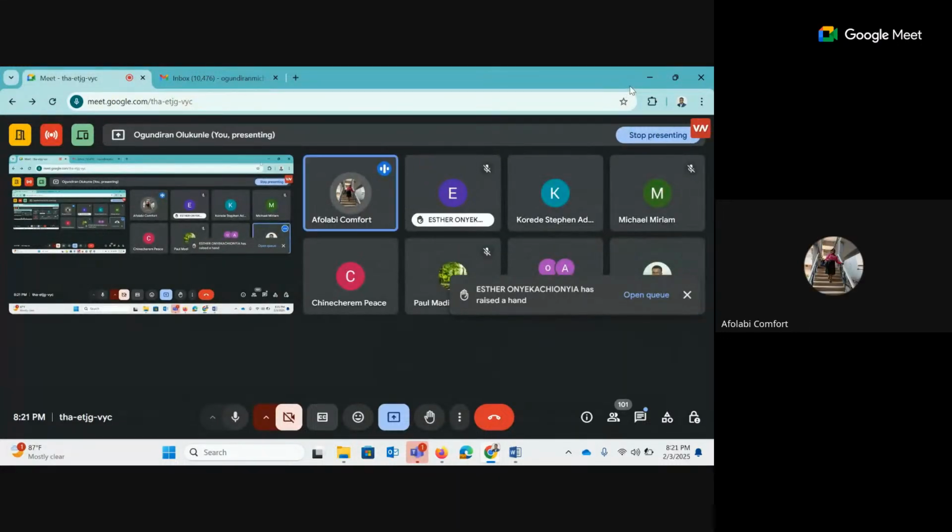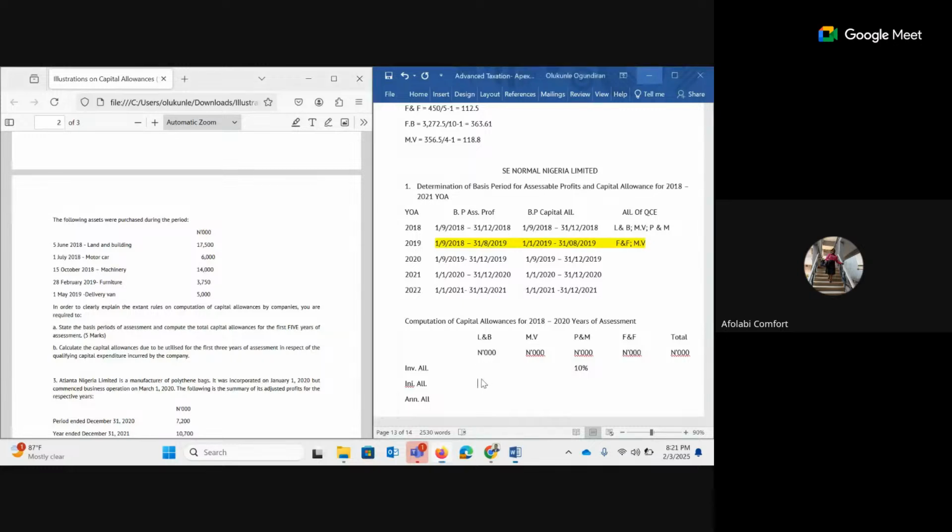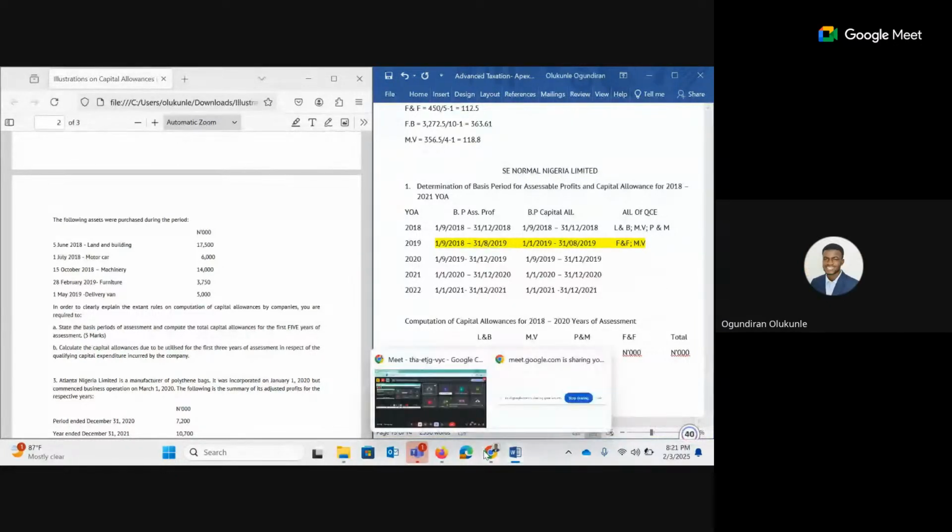Is it only on plant and machinery that we have investment allowance? Correct. Investment allowance. Yes. Okay.